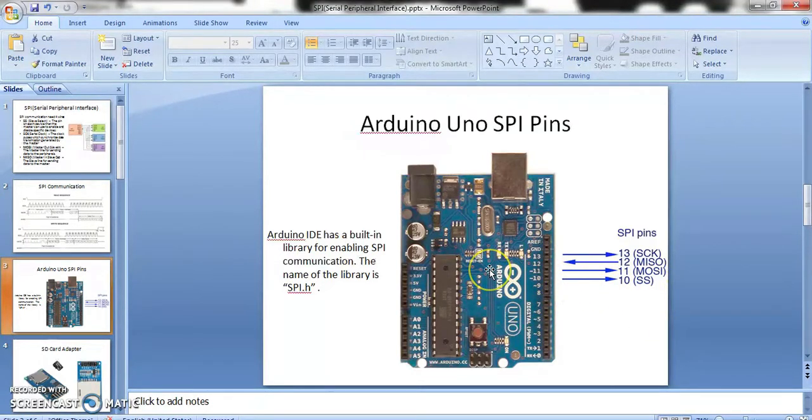So that's all for today. In the next video, I will give an example of how this SPI communication system works. We will add a memory card module to this Arduino Uno, and then we will communicate with this memory card module using the SPI communication system.